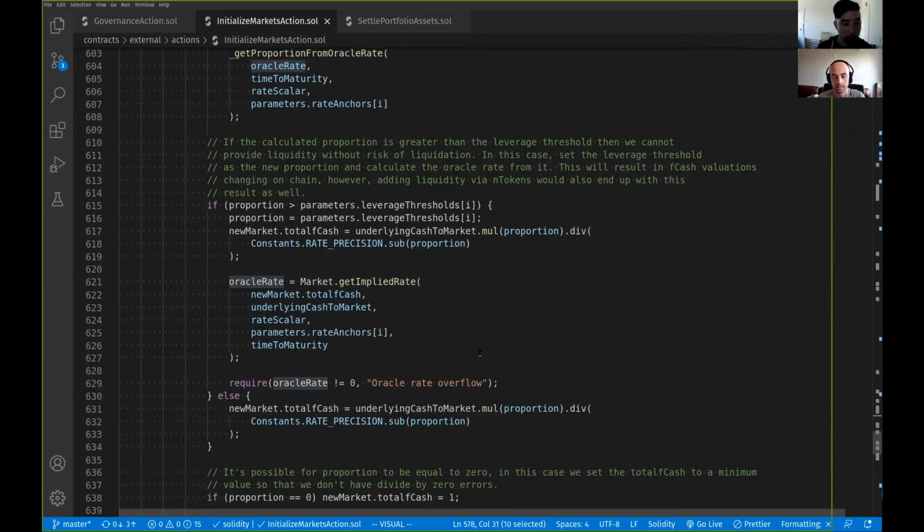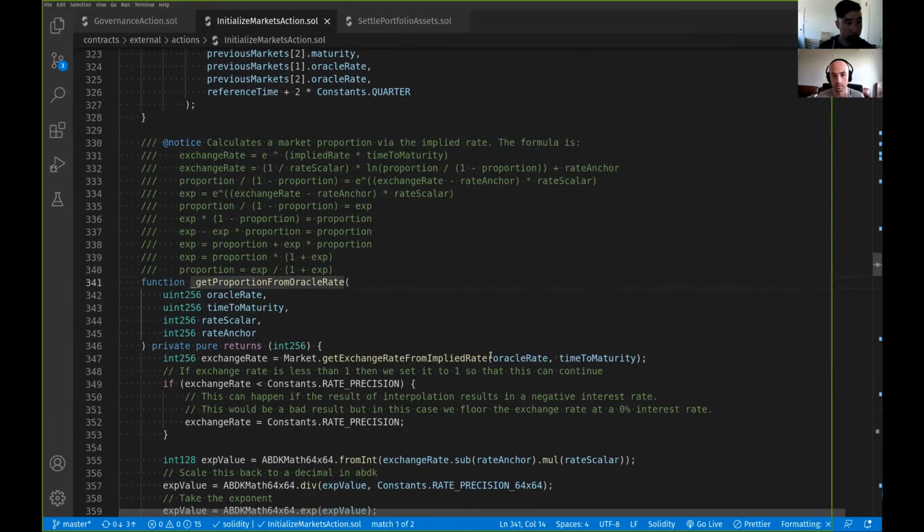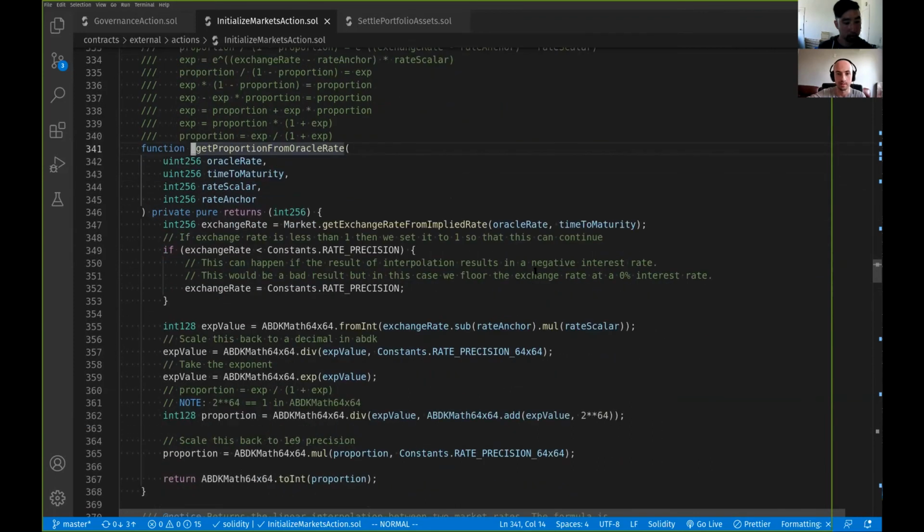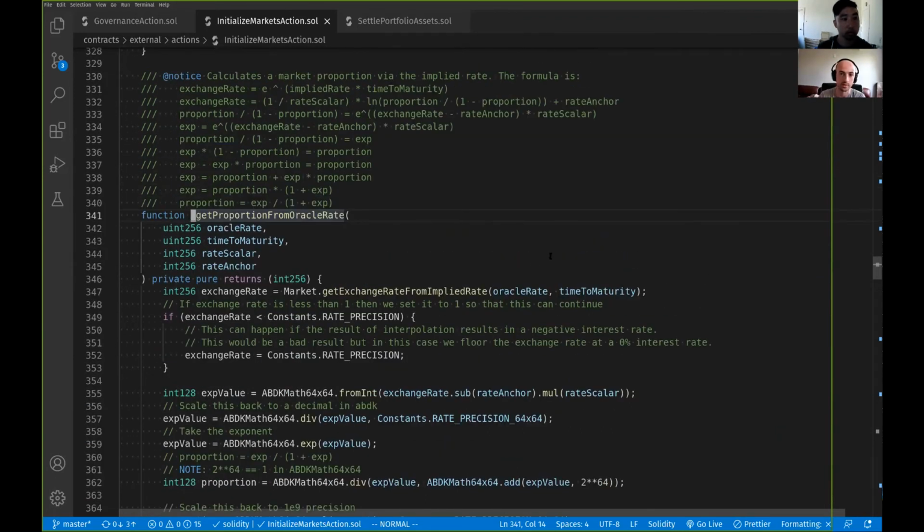I think that's about right. It's just the idea that we have these leverage thresholds for a reason. We're not going to provide liquidity in the N token above the leverage thresholds. And so given that, what would we do, right? We would provide liquidity and then lend down to the leverage threshold anyway. So what we're doing is we had solved for this proportion that turned out to be too high. And so we're just going to provide liquidity at the leverage threshold proportion and then back solve for what interest rate that implies. And the interest rate it implies is going to be a little bit less than the interest rate that we had solved for. But that's what we're going to do.